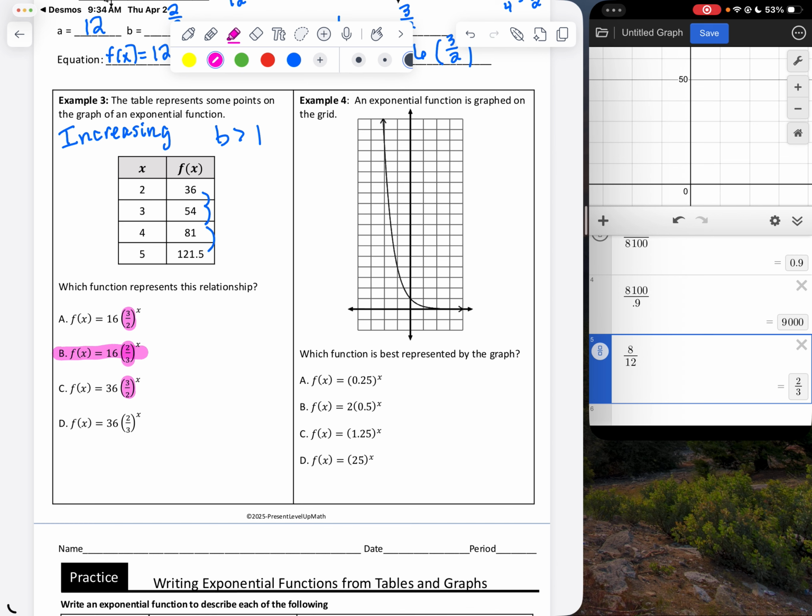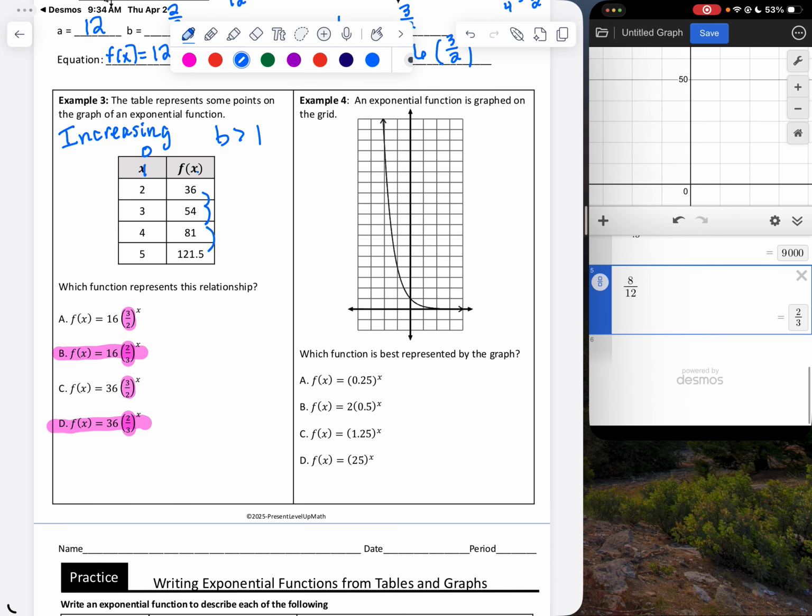C, our base is 3 over 2. Keep that one, it's bigger than 1. And D, our base is 2/3. That is not bigger than 1. So eliminate that answer. So we now know that our function rule is either going to be A or C. So the next thing we want to do is get our initial value. So this would be 1 something, and this would be 0 something. So we're going to have to go back.